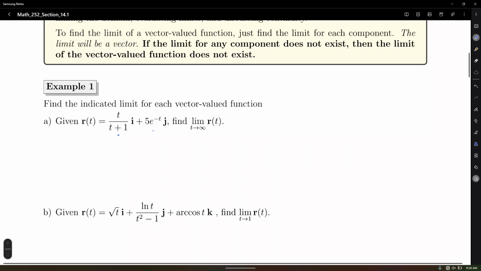Okay. All right. So given r of t equals t over t plus 1 in the direction of i plus 5e to the negative t in the direction of j, they're asking us to find the limit as t approaches infinity. So for part A, let's do these limits on the side. And by the way, be sure to use the proper notation. That is, put the limit symbol and where it's approaching. If you just put the expression, then you're just evaluating an expression. You're not finding the limit, and those are two different things. Notation matters here, okay? So the limit as t approaches infinity of t over t plus 1.